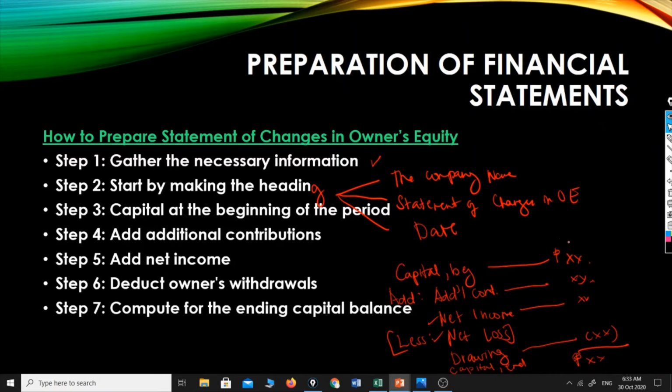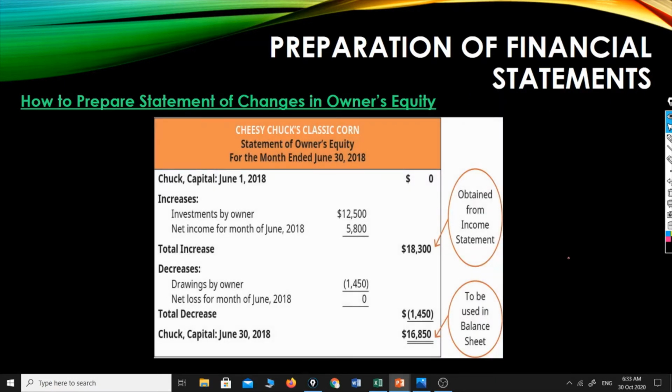Okay. So let's have an example. So you have here beginning capital 0. It was given. So next is additional investment 12.5, and then the net income. So come up with the total increase. And then if there's drawing, you will deduct that one. Or net loss, you will also deduct that one. So you have the ending capital of 6,850.